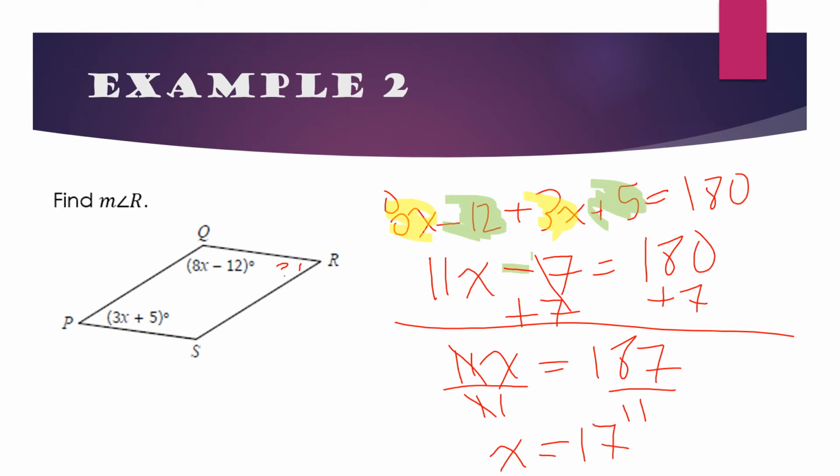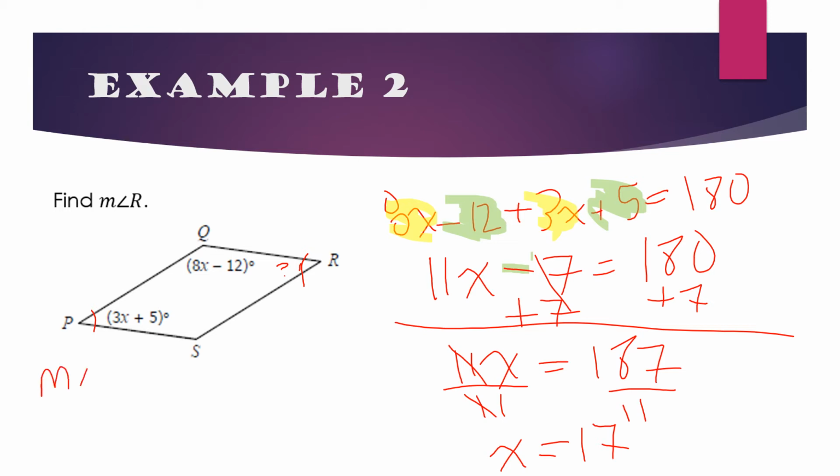Now be careful, the question doesn't ask us to find x. It could have, but it didn't. It asked us to find r. I know that r has the same measure as p because those are opposite angles, and in a parallelogram, opposite angles are congruent. So if I want to find angle r, I just need to find angle p.